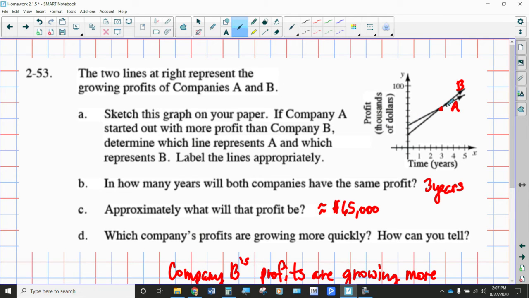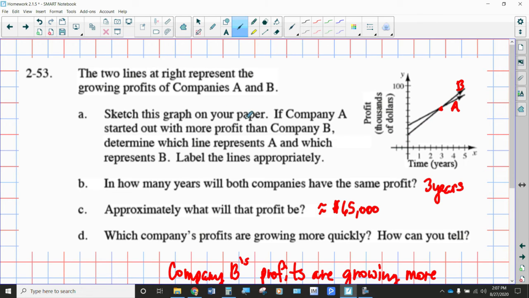Line A, company A, started off with more profits than company B. But because company B is making more money per year, it's a steeper line. So eventually they intersect at a point where their profits are exactly the same after the same number of years. But then beyond that, now company B has greater profits because they're making more profits per year. That's why it's a steeper line.